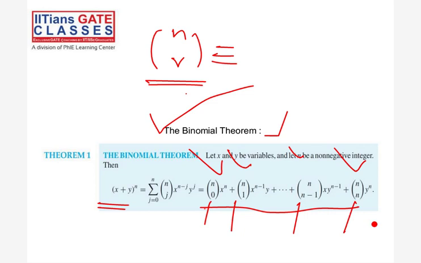This nCr is working as a coefficient of terms. And what are terms? These are terms, this x and y, and this nCr is working as a coefficient. So this nCr is also known as the binomial coefficient. So this is our binomial theorem. I have already given you some idea how you can prove it. So we have already proven it, and this is our binomial theorem.